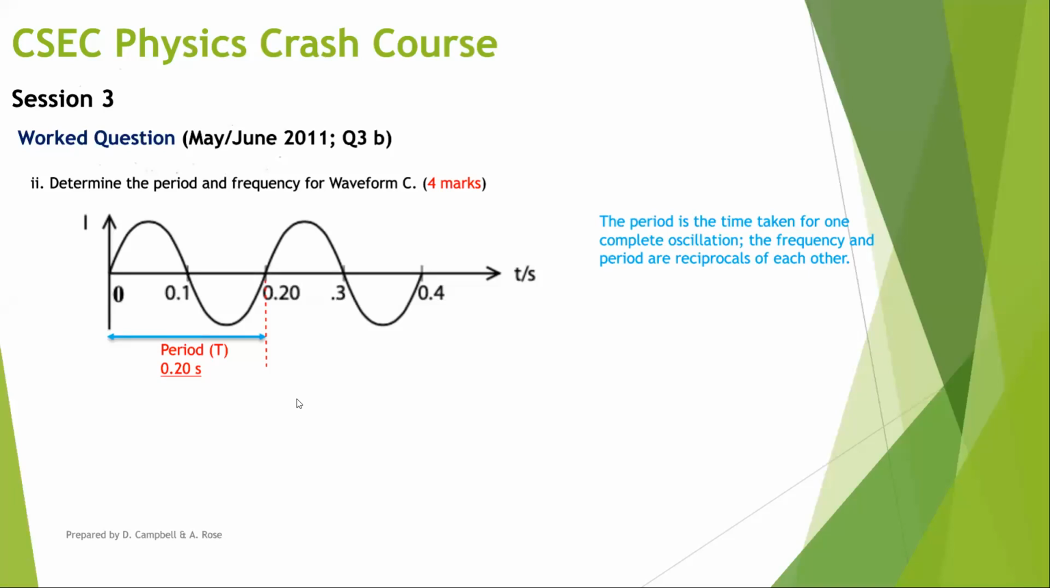All right, so that's 0.2 seconds for the period. And now that we know the period, we can recall that the period and the frequency are reciprocals of each other. So we can apply the formula that if T is equal to 1 divided by F, then F is equal to 1 divided by T. So we divide 1 by the period of 0.2 seconds, and that gives us a frequency of 5 Hertz.